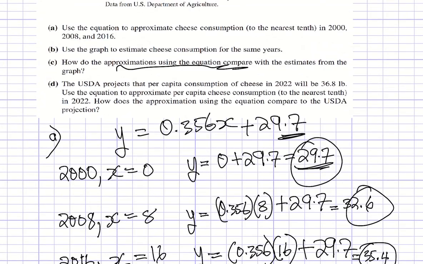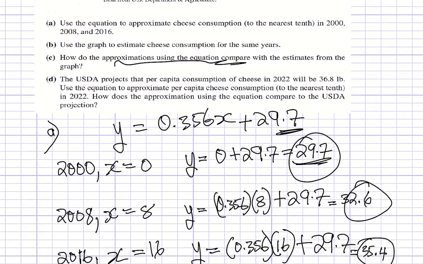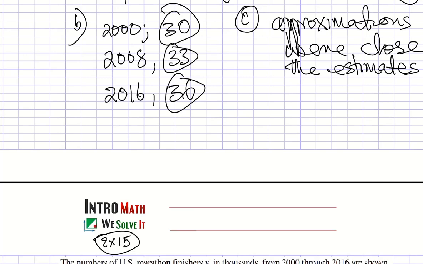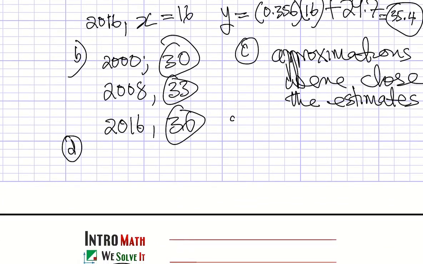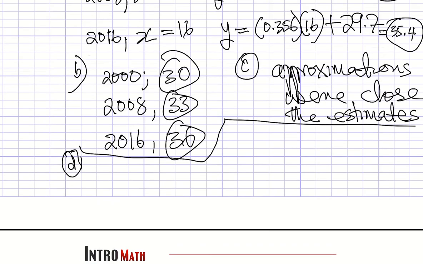D, the USDA projects that per capita consumption of cheese in 2022 will be 36.8. Use the equation to approximate per capita cheese consumption to the nearest tenth in 2022. Okay, they want us to use the equation. We know the equation. Yeah, let's do D there. We're gonna have to take more space, so I don't want to go over. Take off all the space here to do D.